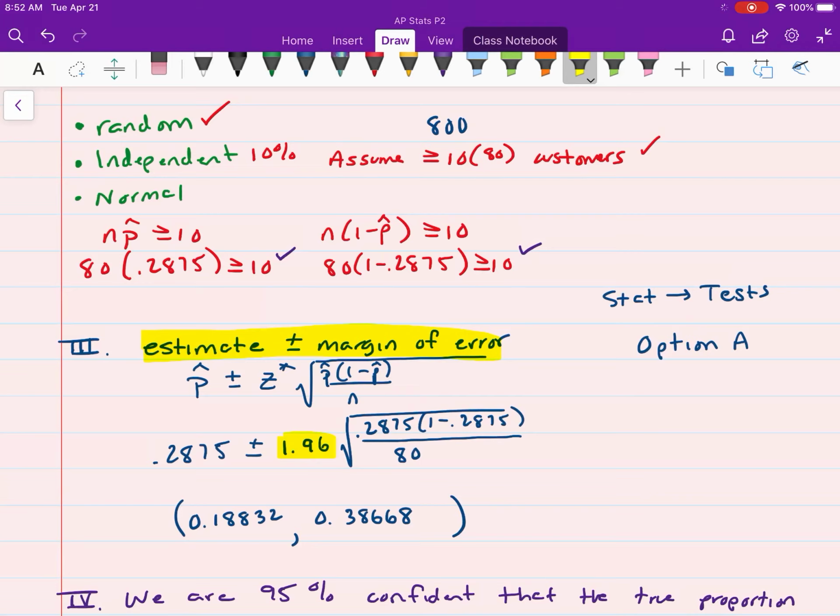The way that you do that in the calculator is you push stat, you go to the right to tests, and you go down to option A for the one proportion z interval.